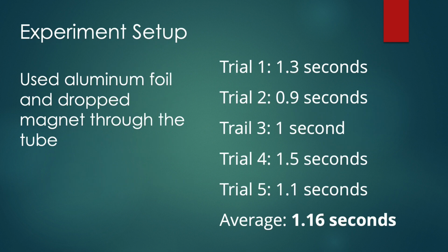For this experiment, we are taking a magnet and aluminum foil and recording how long it takes for the bar magnet to drop through the aluminum foil tube. I started by using my magnetometer app to find the north pole of the magnet, and then dropped my magnet through the foil and recorded the observation 5 separate times to find an average. To the right, you can see each individual trial as well as the resulting average at the bottom of 1.16 seconds.